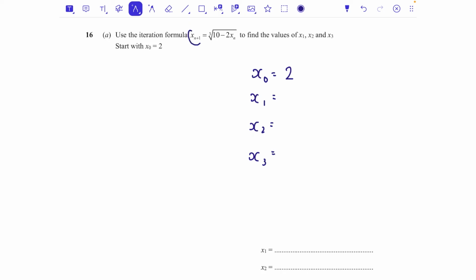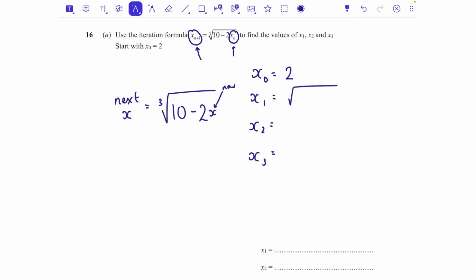And all this xn plus 1 means is to get to the next x. So to get to the next x, you're going to do the cube root of 10, take away 2 lots of the x you're on now, if that makes sense. So xn is the one you're on now, and xn plus 1 just means the next one. So they're telling you to start with 2. So therefore, to get to the next one, x1, you're going to do the cube root of 10, take away 2 lots of 2. And you're going to type that in your calculator.